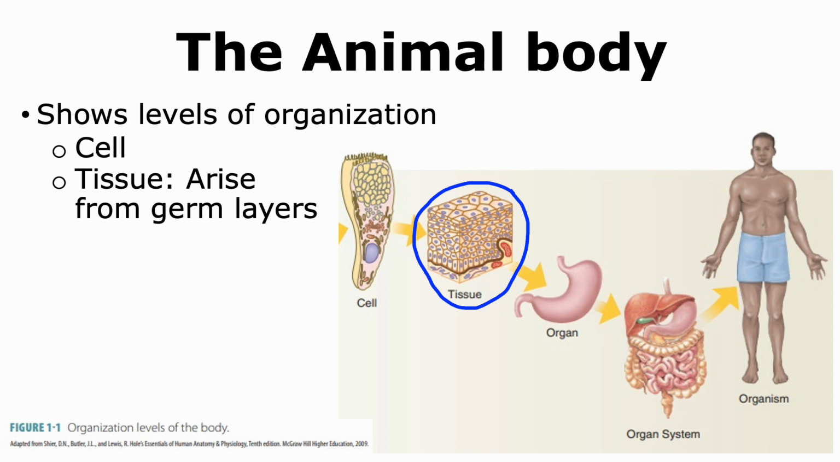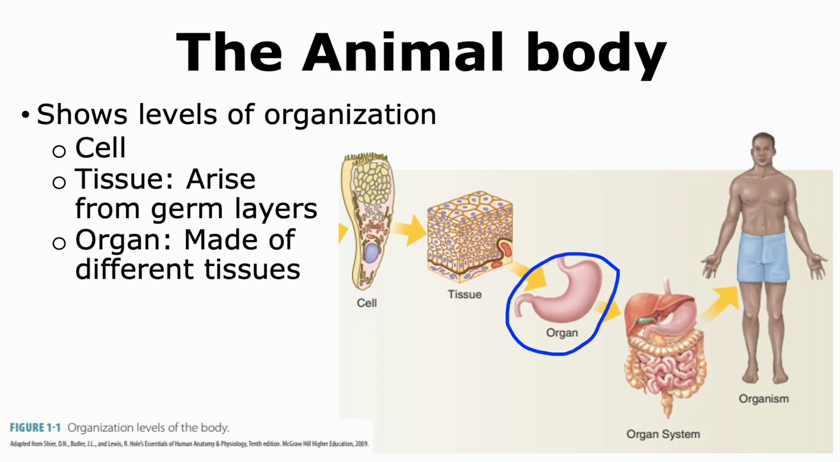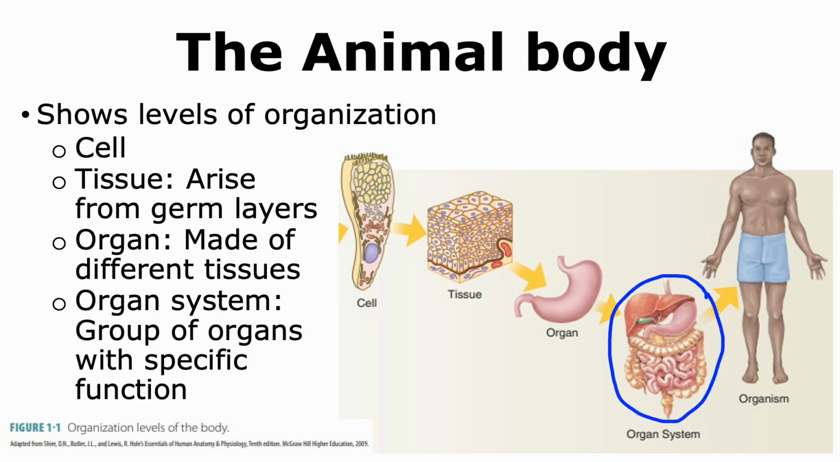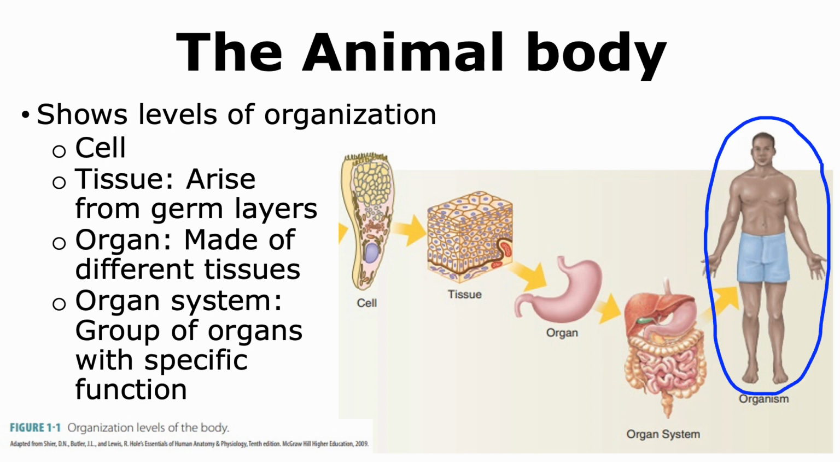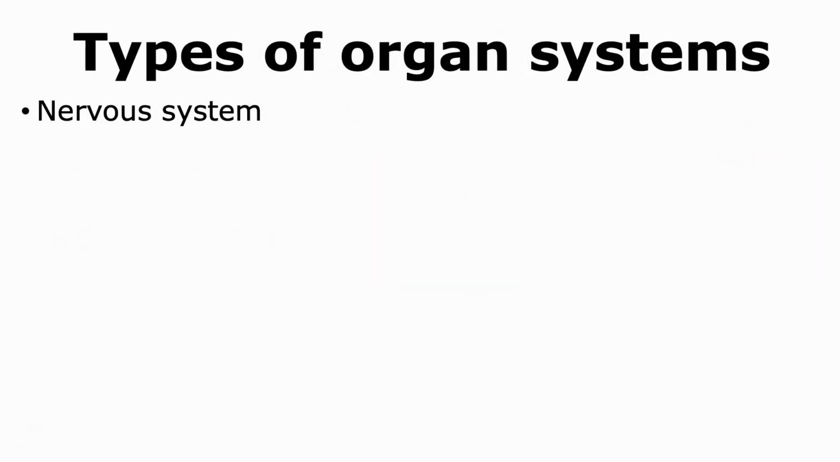Now, different tissues can come together to form organs. And different organs can work together as part of an organ system. Organ systems are usually assigned specific functions that will allow the organism to survive, reproduce, and grow better. There are many types of organ systems in animals.